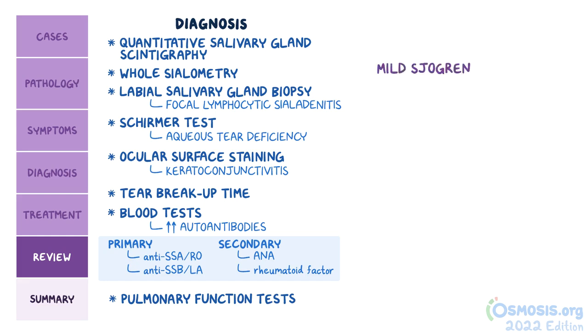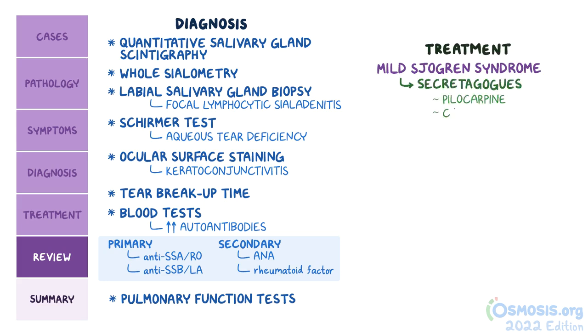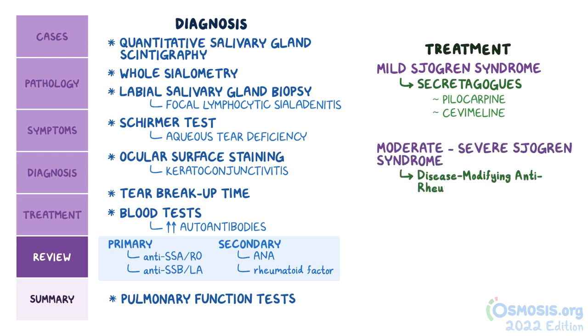Individuals with mild Sjogren syndrome can be treated with secretagogues such as pilocarpine and cevimeline. Moderate to severe Sjogren syndrome requires disease-modifying anti-rheumatic drugs, or DMARDs.